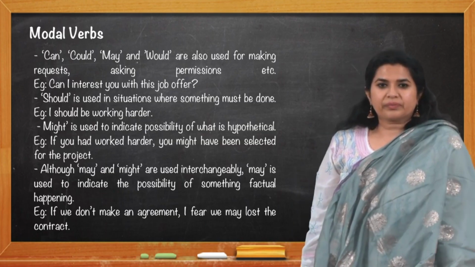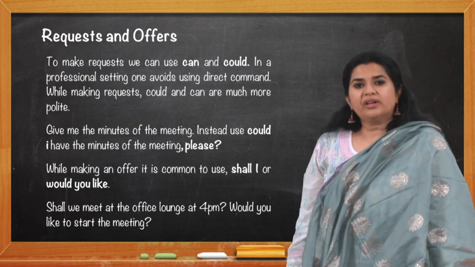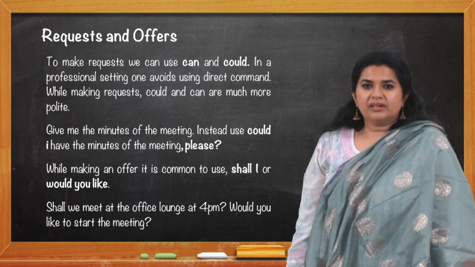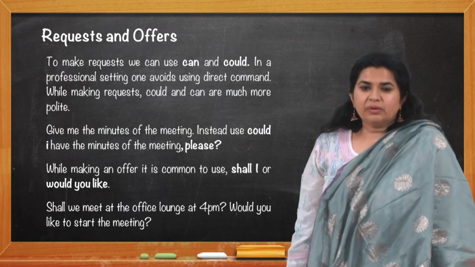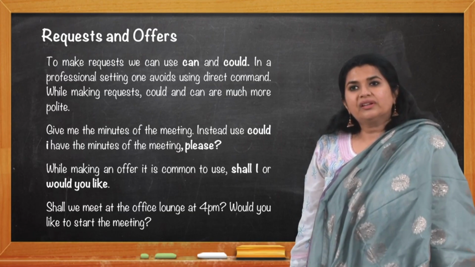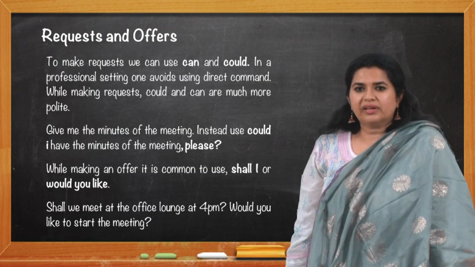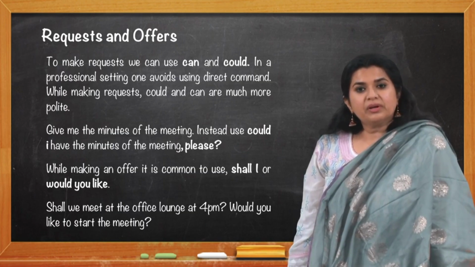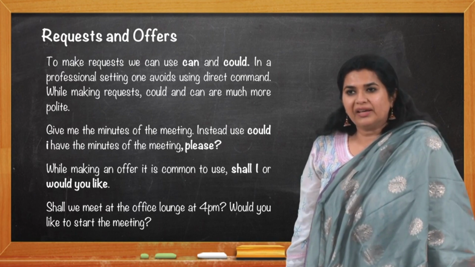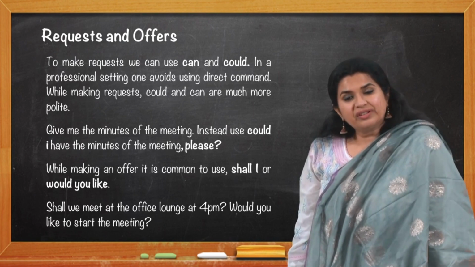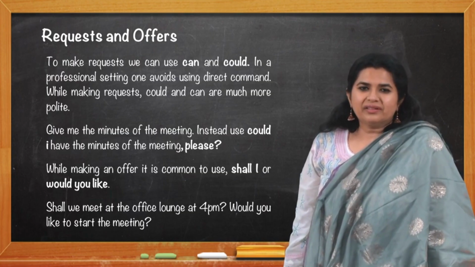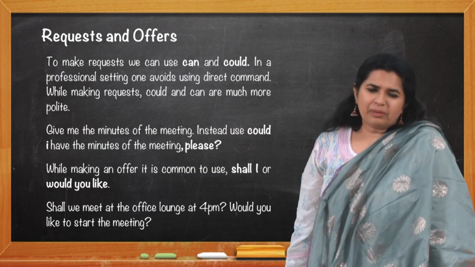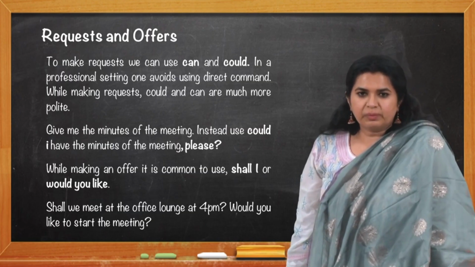It is an example. Now, let us look at the way verbs are used in requests and offers, and the modal verbs used here. To make requests, we can use can and could. In a professional setting, one avoids using direct commands, go and do this. Would you be able to do that? That is the correct form. While making requests, remember could and can are much more polite. In business communication, you have to remember, may I use this? Although for most of us, this may appear perhaps an unnatural way of speaking.